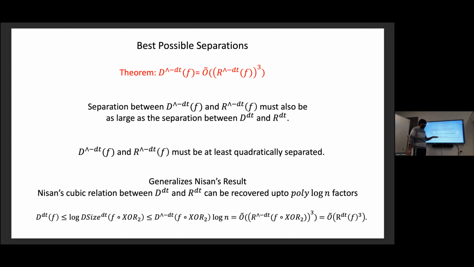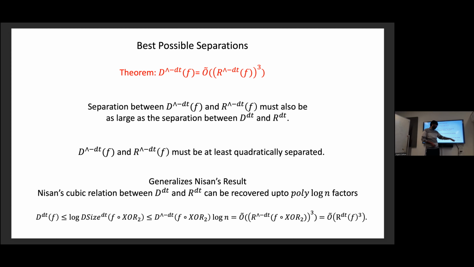And moreover, we can show that this result of ours is a generalization of Nisan's result, because starting with our result, we can derive Nisan's result by doing this clever lifting with XORs. We start with deterministic depth, which is a lower bound on log of deterministic size of F composite XOR. And then we saw that log of deterministic size is a lower bound on depth of AND decision trees. And then from deterministic AND, we can go to randomized AND using the R relation.